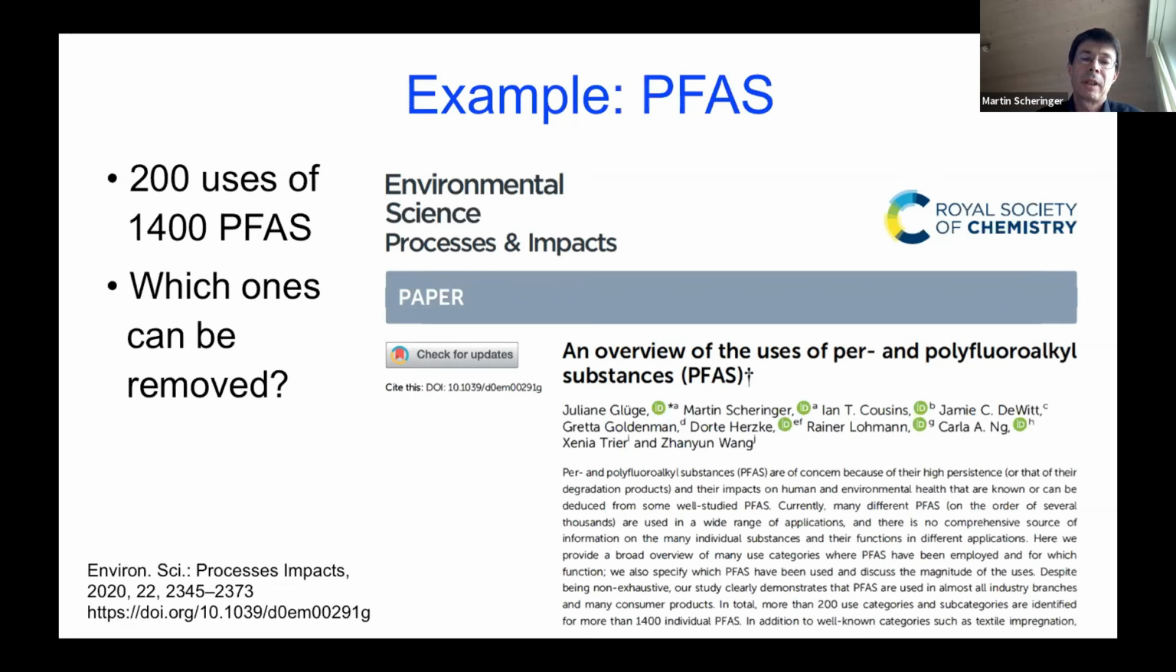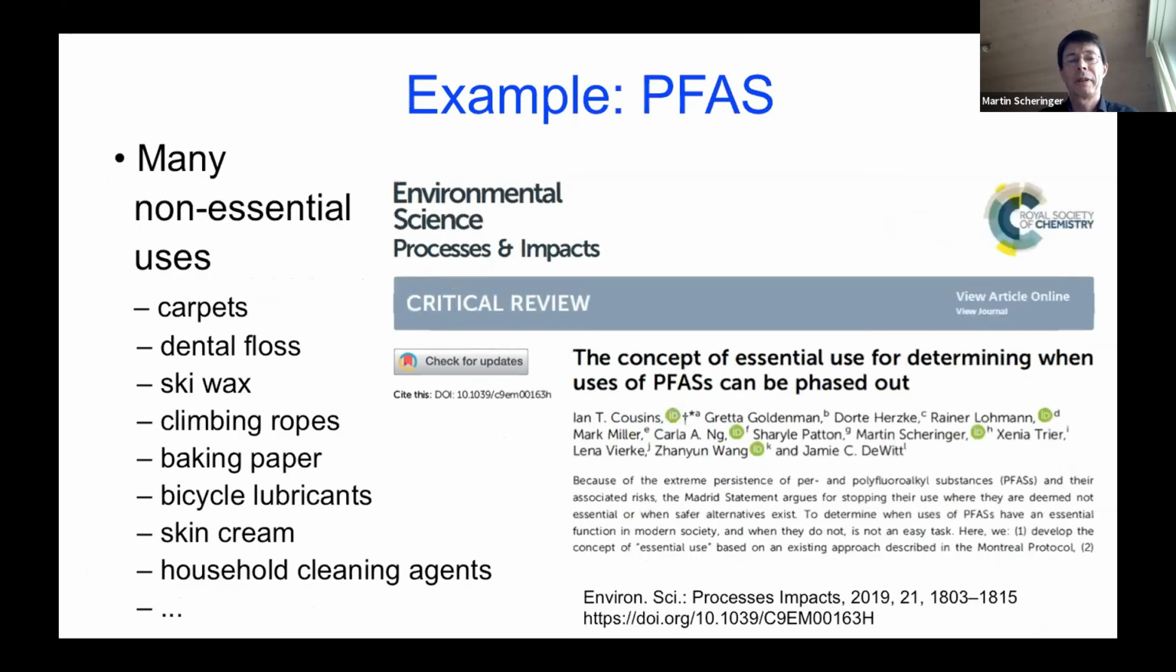This is a paper by a team, the Global PFAS Science Panel, where I am a member. We published this paper last year. We identified 200 uses of more than 1,400 individual PFAS. And then the question, of course, is which ones of these can be removed? Which of these uses should be removed with the highest priority? And to answer this question, we used what's called the essential use concept.